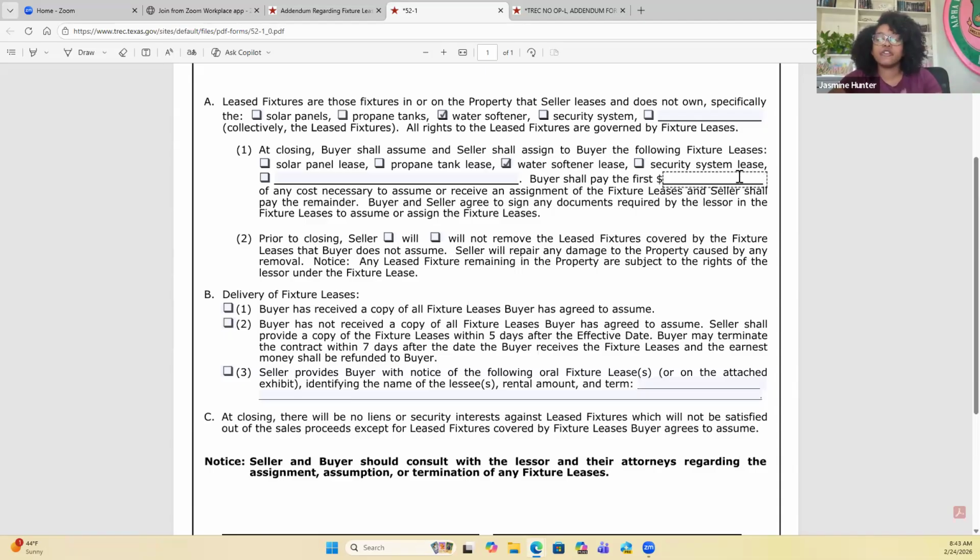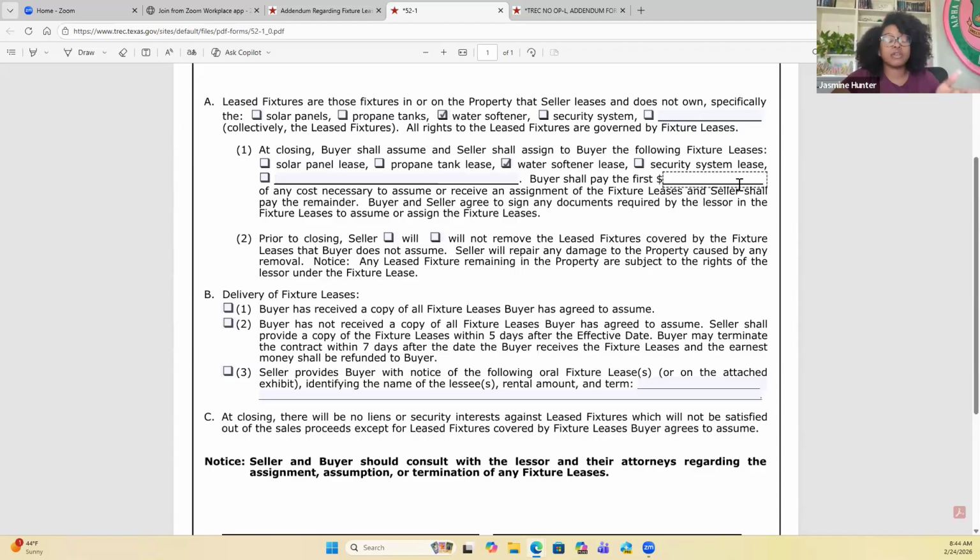So again, is there a fixture lease at the time of contract? Yes. What is the fixture lease? That's an A. Number 1 is asking at closing, what's going to happen to this fixture lease? Is the buyer going to assume it? If the answer is yes, then these two boxes should match. And then how much money is the buyer going to contribute to transferring that fixture lease into their name?